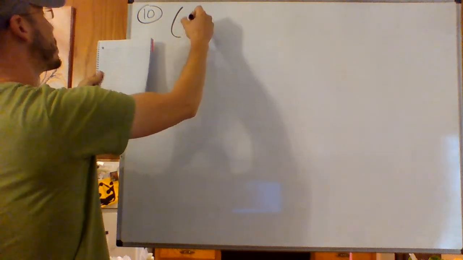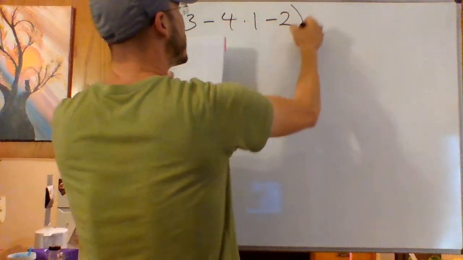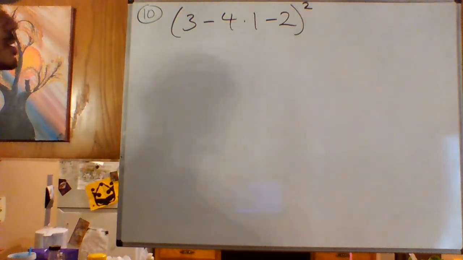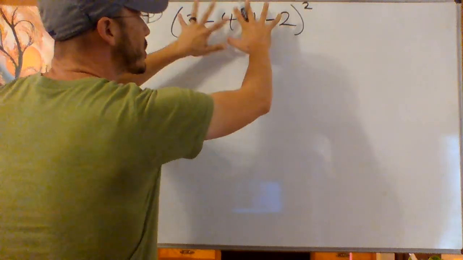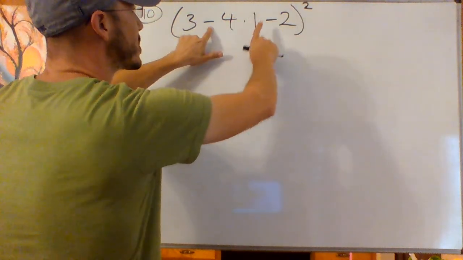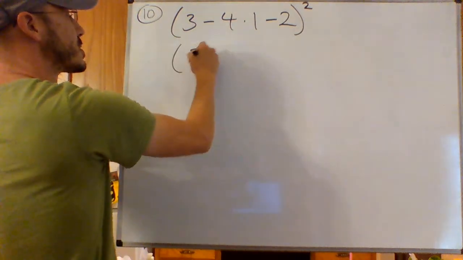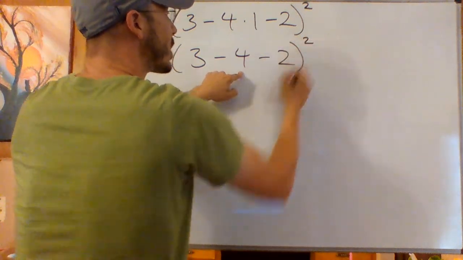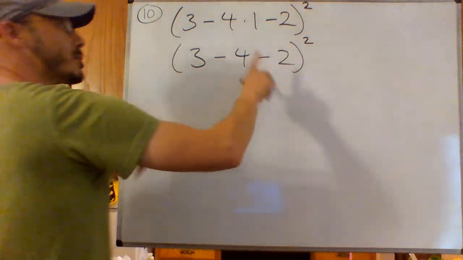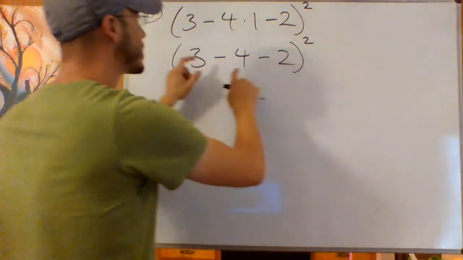So for number 10, I've got another one with grouping and exponents. So 3 minus 4 times 1 minus 2 squared. Parentheses are there, so I need to work within the parentheses. Now inside the parentheses, there's 2 subtractions, but multiplication comes first. So this is 3 minus 4 times 1 is 4 minus 2 squared. And I work from left to right. So I've got 2 subtractions. I do the left one first as I read left to right.